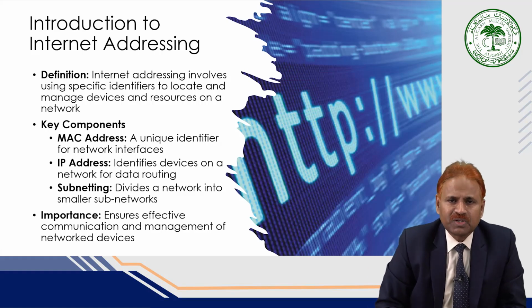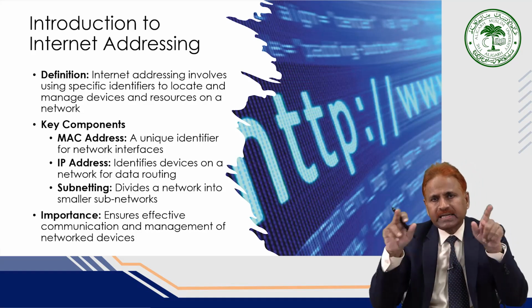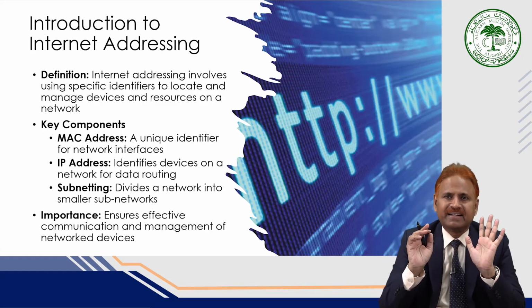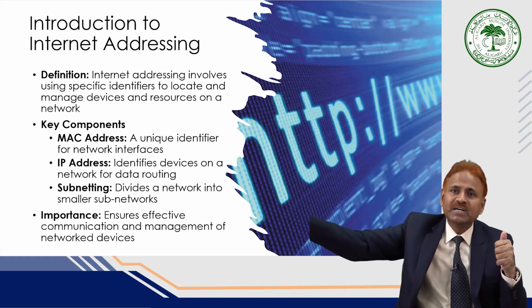the internet. So internet addressing involves using specific identifiers to locate and manage devices and resources on the network. So all the devices which are part of the network must have a unique address. Then only it will be possible to deliver a message from one device to another device.